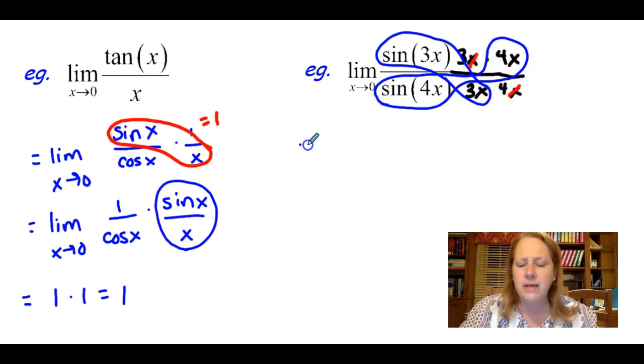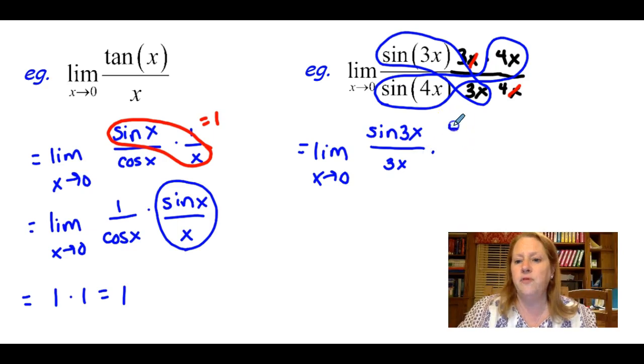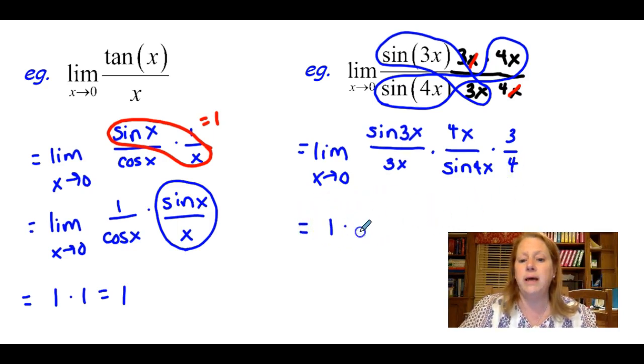So if I rewrite this, I've got the limit as x approaches 0 of sine of 3x over 3x. I know that's going to be 1. Times 4x over sine of 4x. I also know that's going to be 1 because that's just the reciprocal of my special trig limit. Times, I've got a 3/4. So again, I can just do the product of their individual limits. That's going to be 1 times the limit of 3/4, which is just 3/4. That's a constant. So the answer to this problem is 3/4.